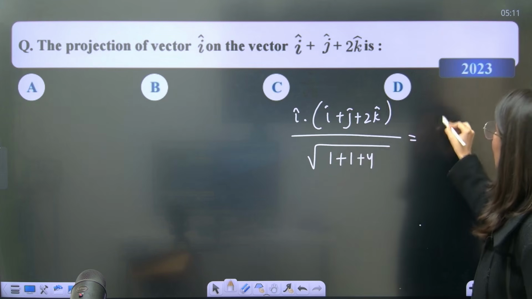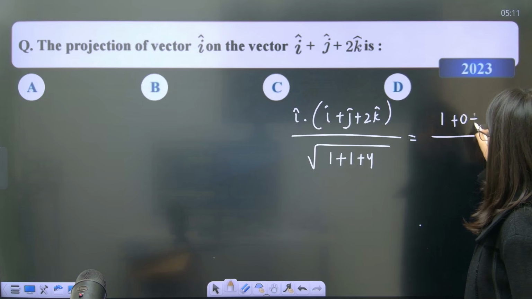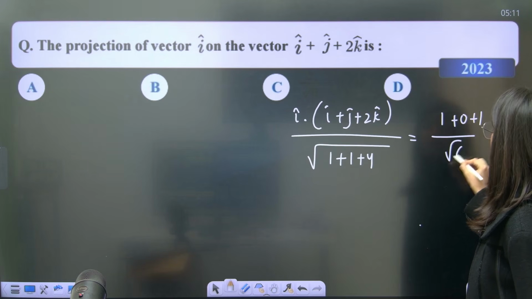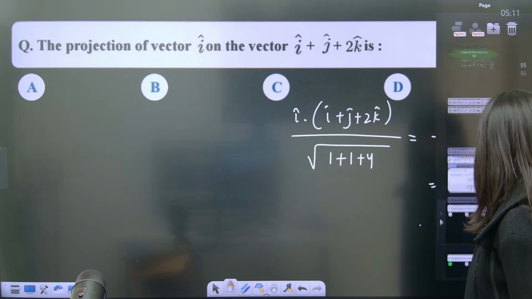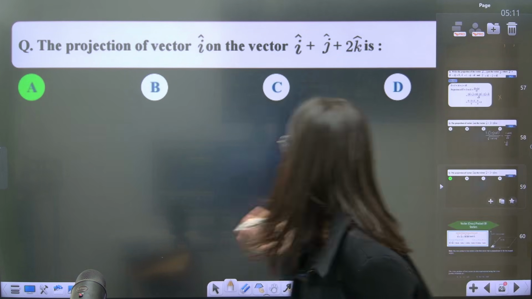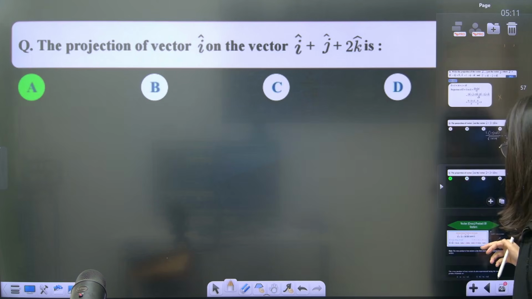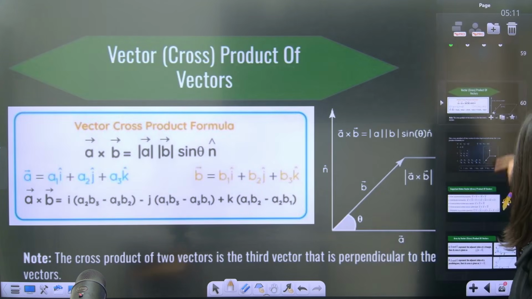I dot i is 1, i dot j is 0. So this is again 1 plus 0 plus 0. 1 plus 1 plus 4, 4, 5, 6, root 6. 1 upon square root of 6 will be the correct answer of this question. So options are there but not given, okay? 1 by root 6.